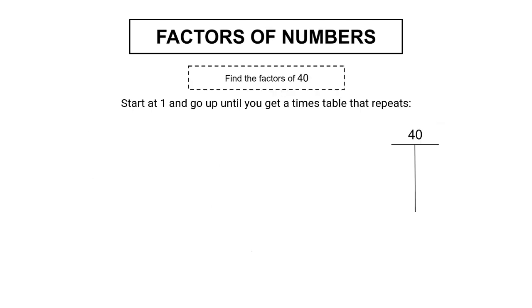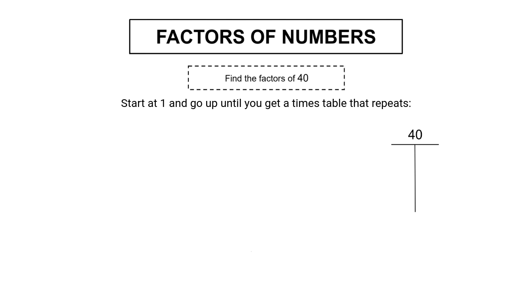Let's start by finding the factors of 40. So what we're going to do is we're going to start at 1 and we're going to keep going up until we find a times table that repeats itself. The thought process is going to be on the left side. The actual list you make is going to be on the right side. So let's go ahead and get started.